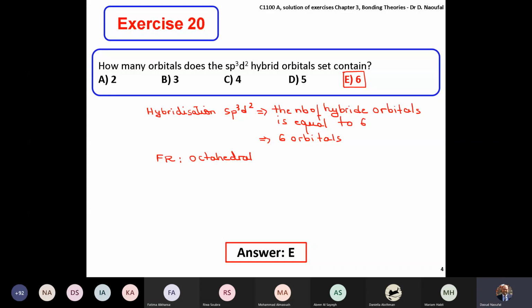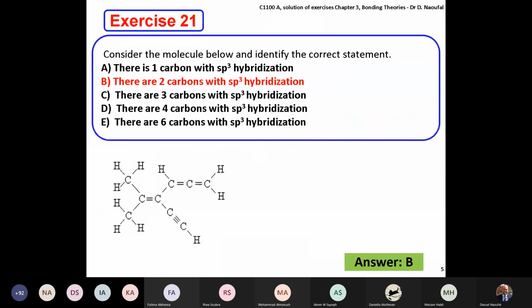This is exercise 20. The type of this exercise is application of the knowledge. You can find the answer directly. We pass to exercise 21. Consider the below molecule and identify the correct statement. There is one carbon with hybridization sp3, 2 sp3, 3 carbons sp3, 4 carbons sp3, 6 carbons sp3.